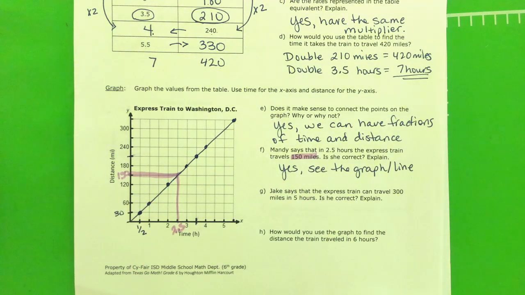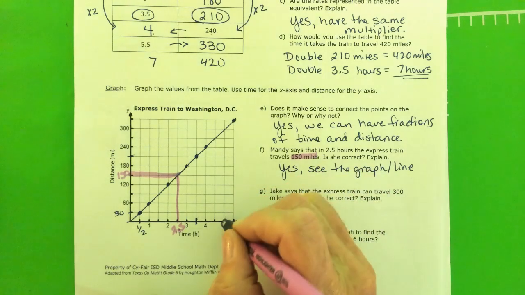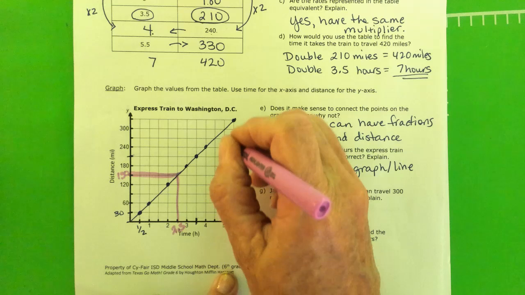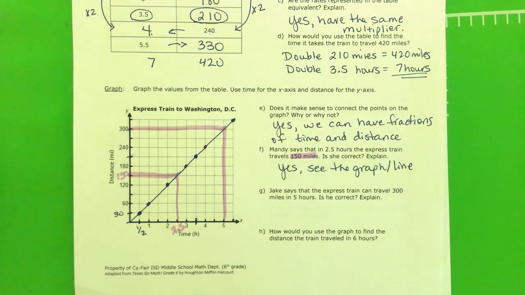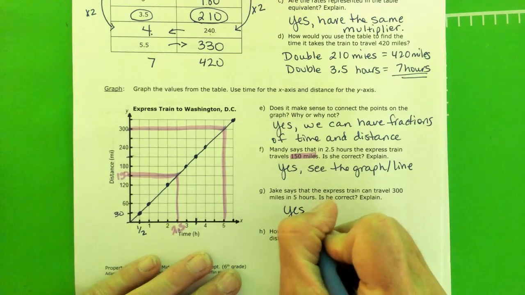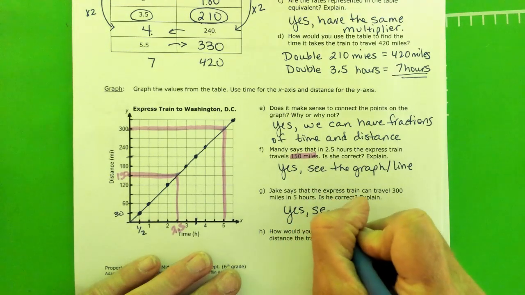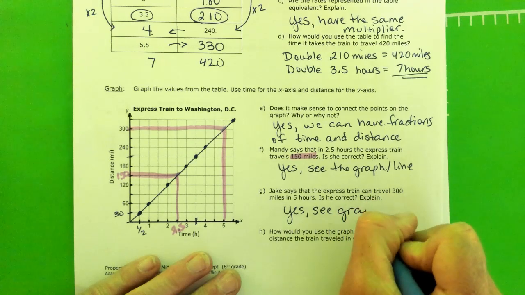Okay, Jake says that the express train can travel 300 miles in 5 hours. So if I go 5 over to 300, does that work on the trend line? Yes. And again, see graph. But you have to show me on the graph what you're talking about.